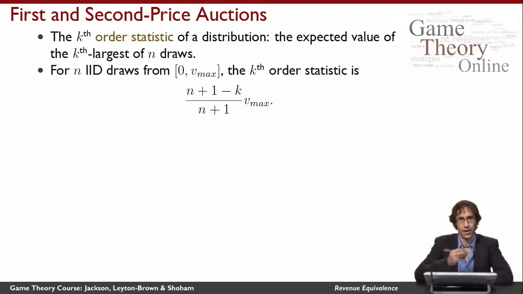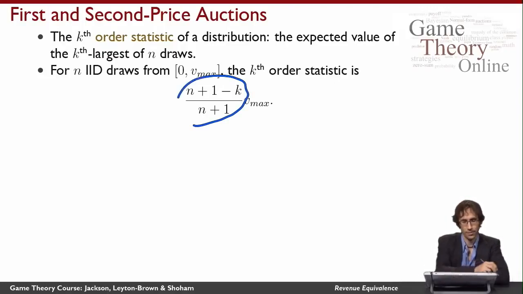Well, here's a useful formula to know for what we're going to think about just now. If I make n IID, which is to say independent and identically distributed draws from the uniform distribution over the range 0 to v max, the kth order statistic is what you see here. It's this fraction multiplied by v max.